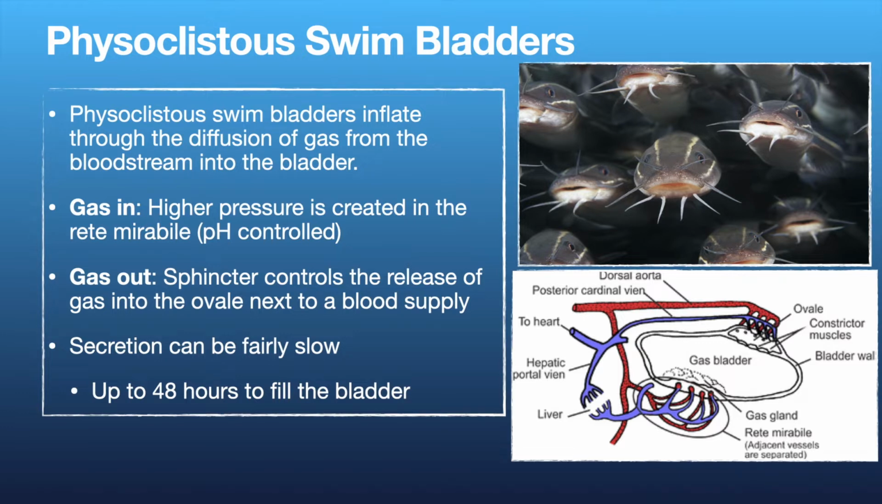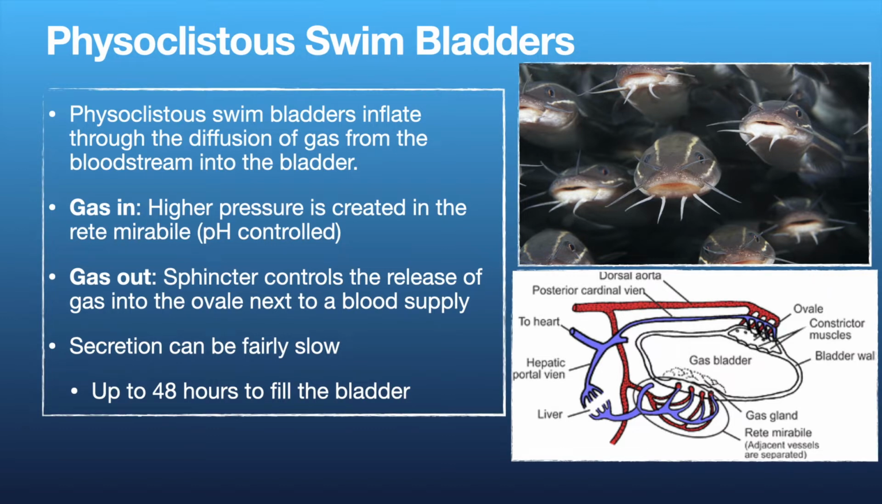They inflate through the diffusion of gas from the bloodstream into the bladder. In order for gas to enter the swim bladder, higher pressure is created through a tangle of capillaries called the rete mirabile that increases pressure on the outside of the swim bladder, and pH is also changed so that the blood is less able to hold oxygen, so that oxygen is now able to diffuse into the swim bladder due to the increased pressure. In order for gas to leave the swim bladder, a sphincter controls the release of gas into an area of the swim bladder called the oval, which is right next to a blood supply, and here gas can exit through simple diffusion.